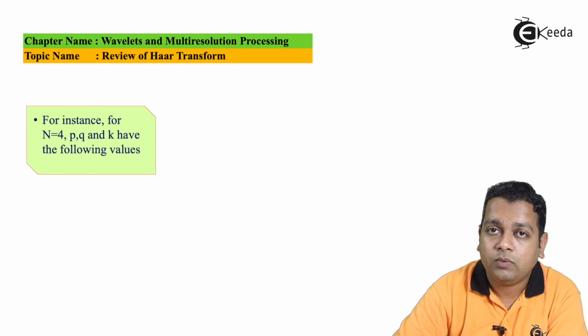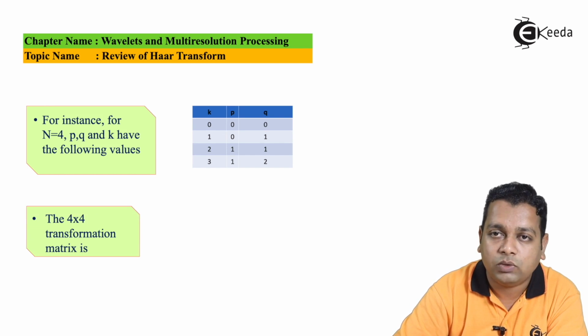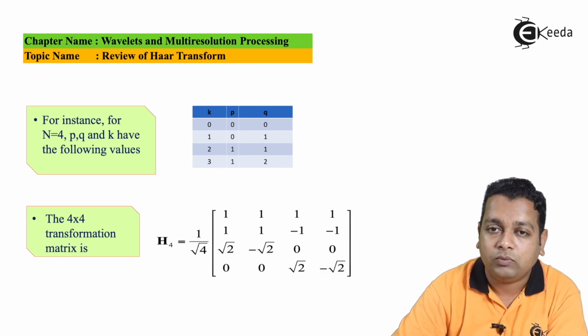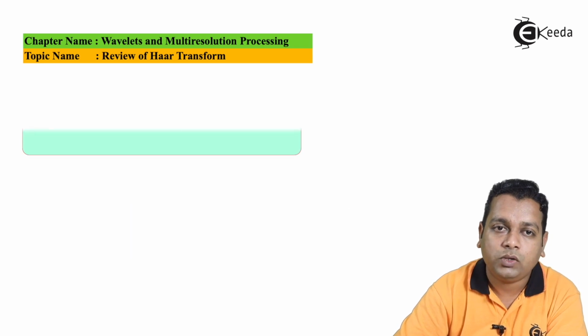If the example is of having the order n equal to 4, the p, q and k can be given by the table here. K, p and q are here. So based on these two columns, the k values here we have, and the 4 by 4 transformation matrix can be given by 1 upon root 4. Here we have 1 1 1 1 in the first row, 1 1 minus 1 minus 1 in the second row, root 2 minus root 2 0 0 in the third row, 0 0 root 2 minus root 2 in the last row.